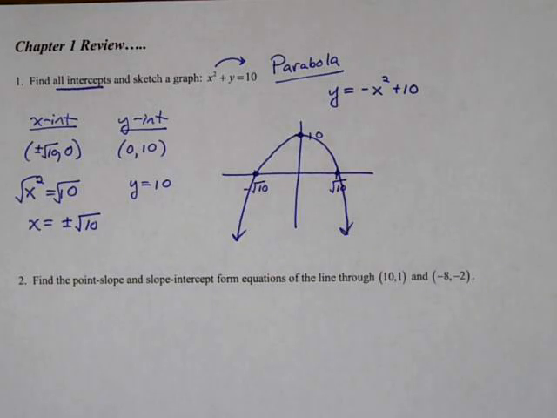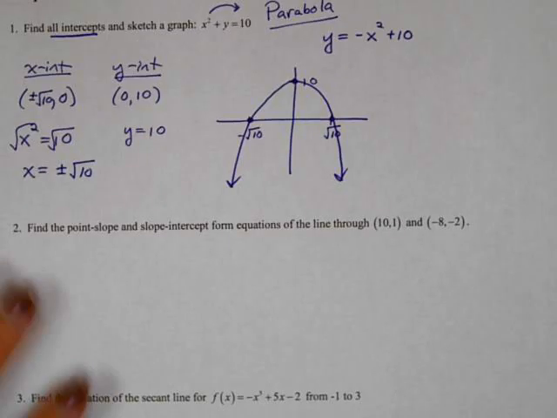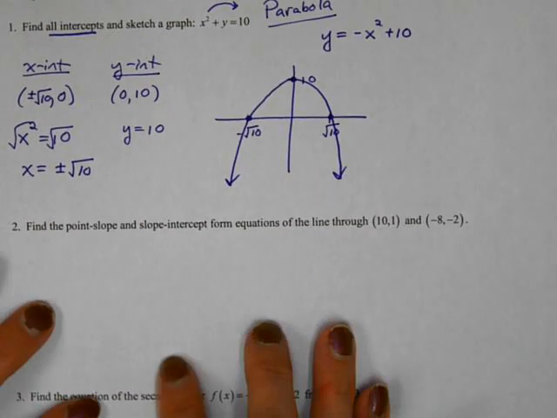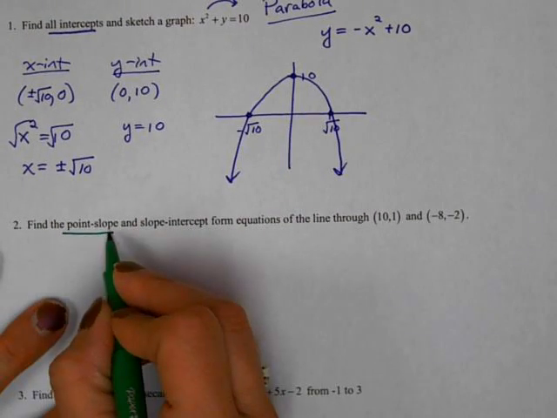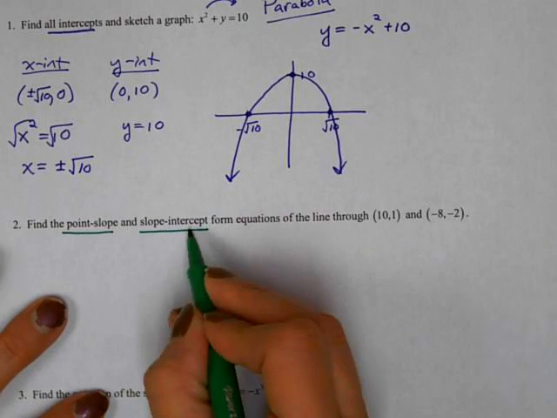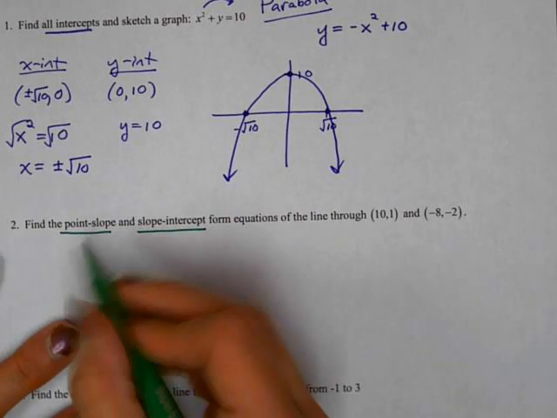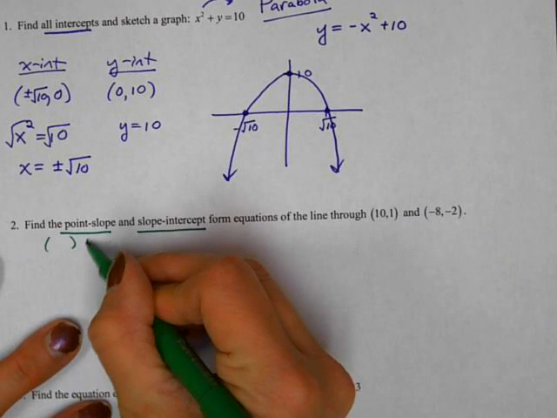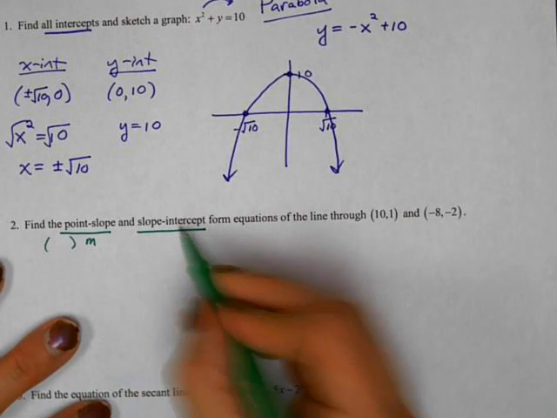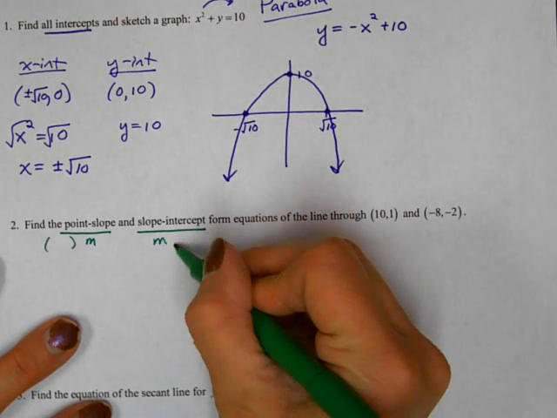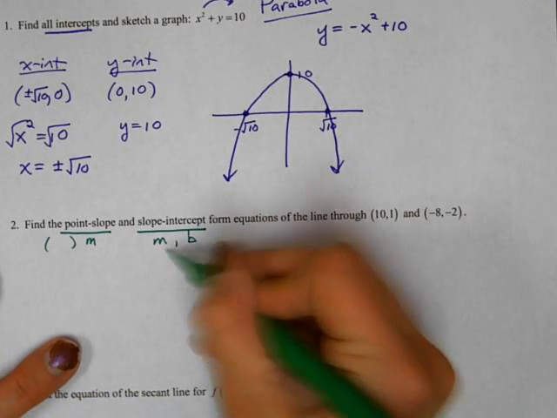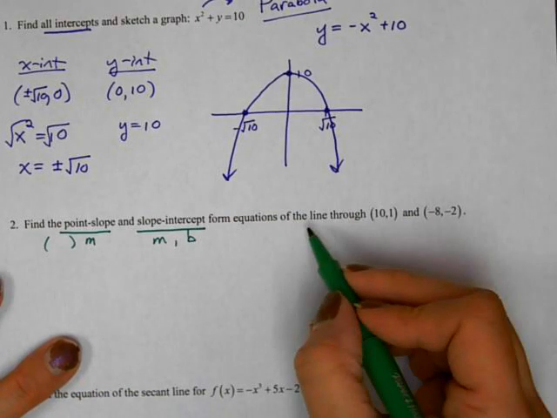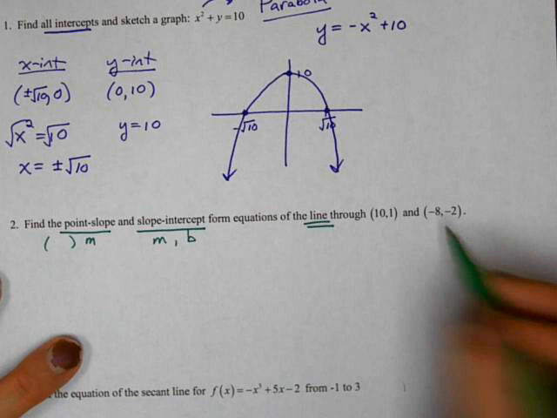Something else that we studied was the equations of lines. And there's two different forms of this. There's point-slope form, and then there's slope-intercept form. Point-slope is where you have a point, and then you have a slope. Slope-intercept form is where you have a slope, an m, and then a y-intercept, a b. So there's two different versions. There's a line going through these two points.